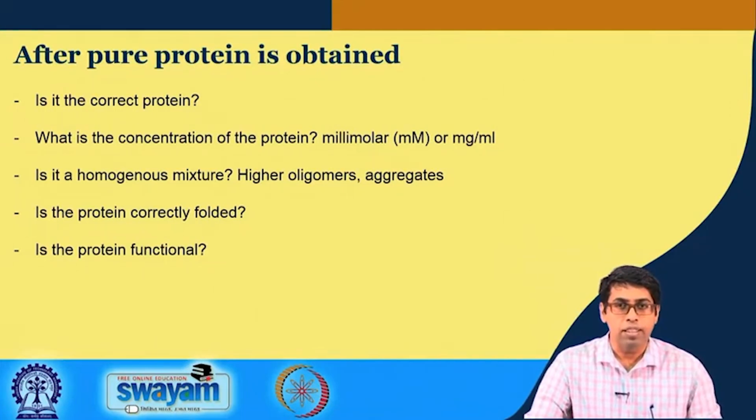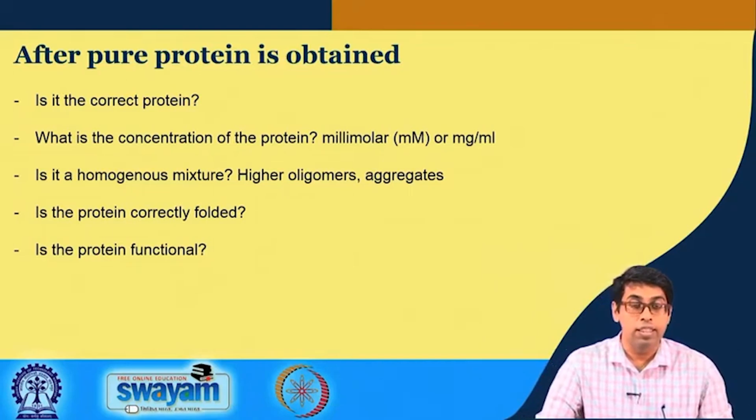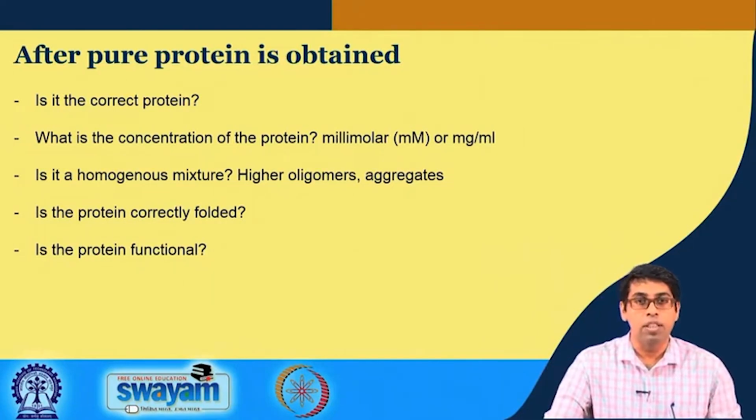In some cases, it is not advisable to put an affinity tag such as the 6-histidine tag, because it may interfere with the folding of the protein, or it may interfere with the function of the final folded protein. So, in such cases, untagged proteins need to be purified, and then multiple steps of purification are required. In the last lecture we saw that after protein purification we have this final protein in our hand.